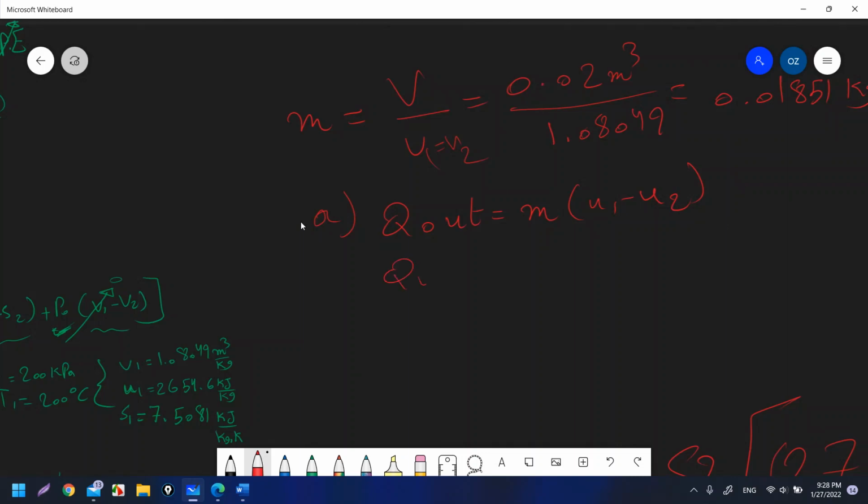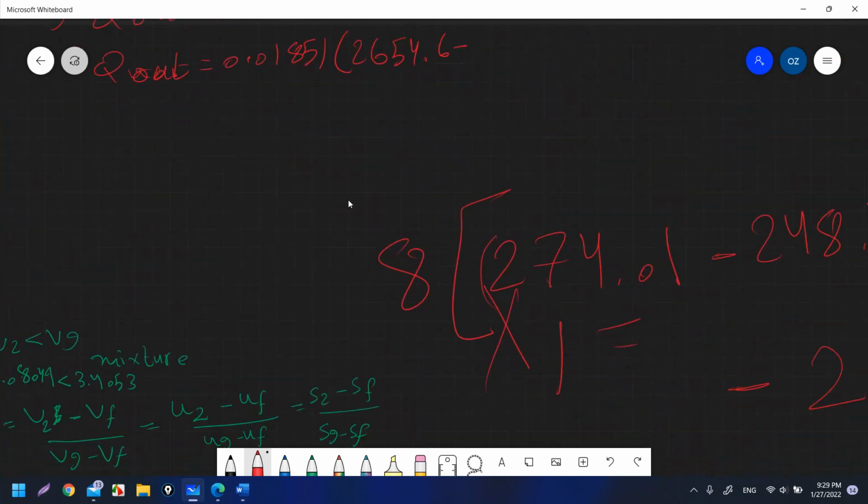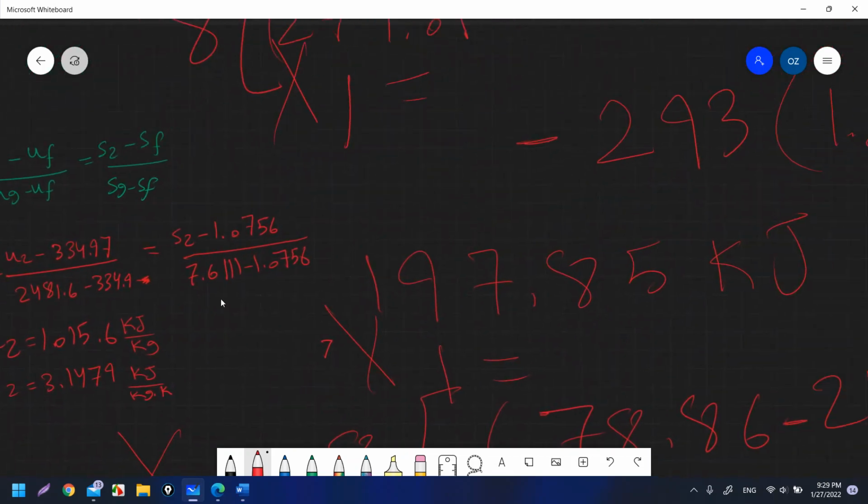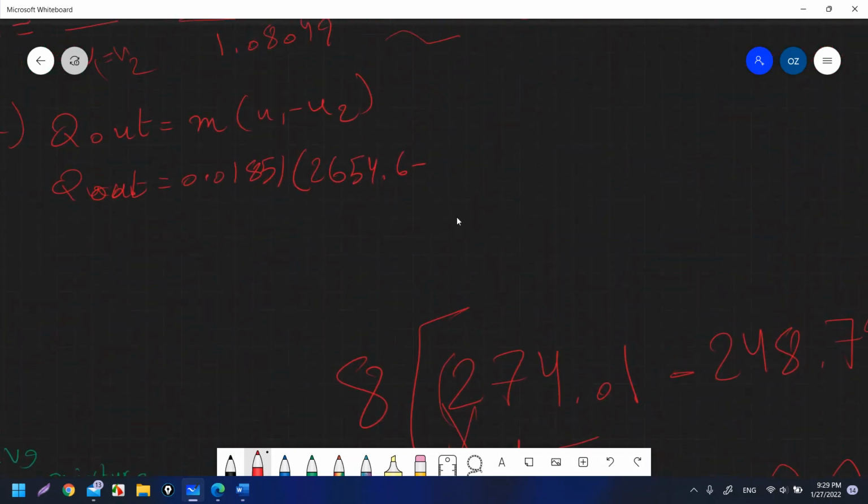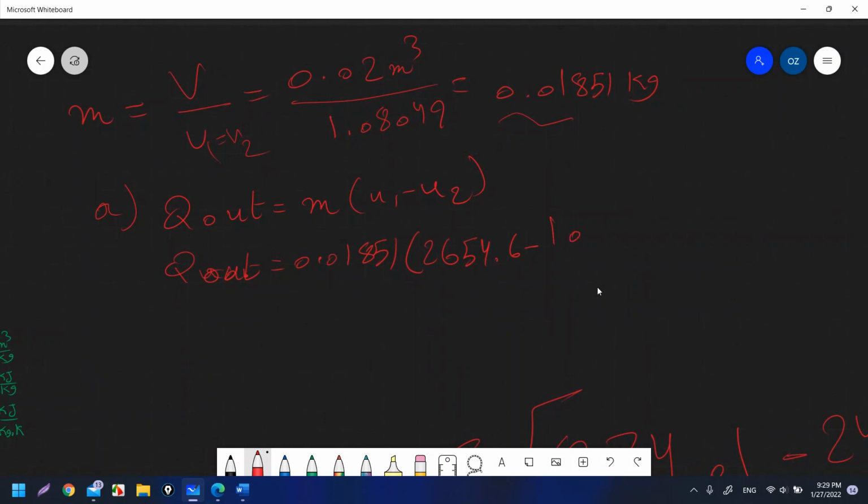Okay, so Q out will be the mass 0.01851 times U1, which is 2654.6, minus U2, which was here, 1015.6. Then Q out, the heat out from the radiator, will equal 30.3 kilojoule.